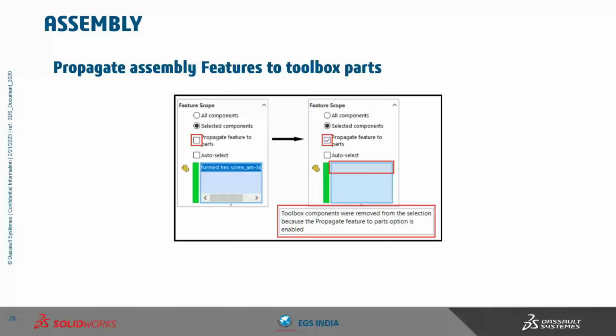Propagate assembly feature to toolbox. By selecting propagate feature to parts, if you have selected any toolbox component, it will automatically be excluded from the part feature.